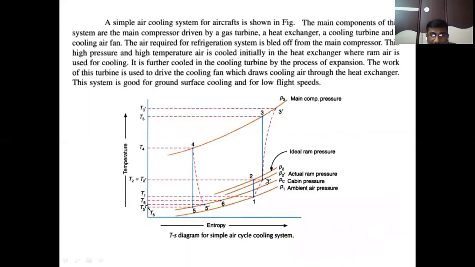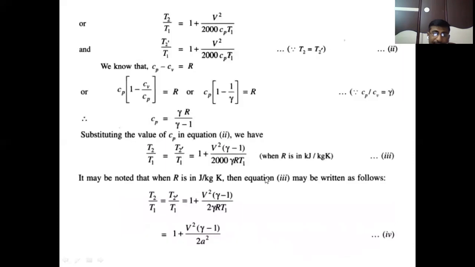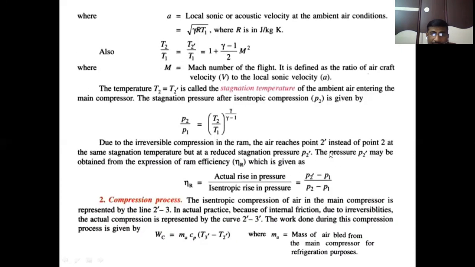Here, the air reaches 2 dash instead of 2 because some friction will be developed in the diffuser during the compression process. Therefore, the actual end point of the air after the diffuser is 2 dash, and the pressure will be decreased. After entering into the aircraft, the stagnation pressure is P2 dash.